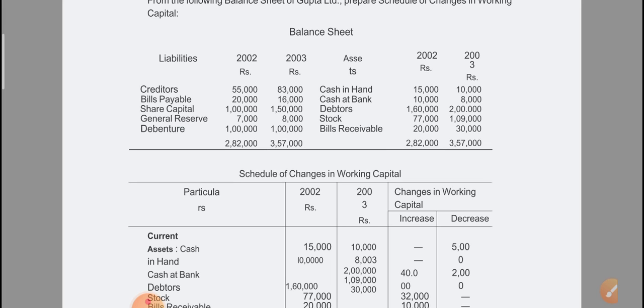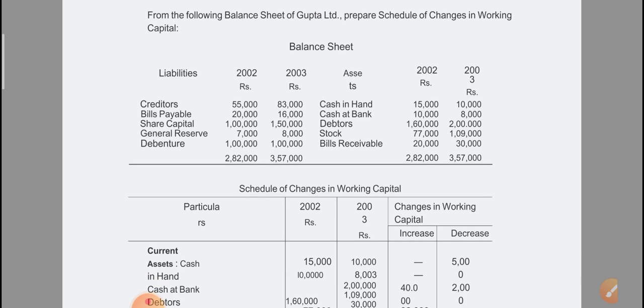stock 77,000 for 2002, 1 lakh 9,000 for 2003, bills receivable 20,000 for 2002, 30,000 for 2003, and both the side totals are 2,82,000 for 2002 and 3,57,000 for 2003. So with this we have to prepare a schedule of changes in working capital.